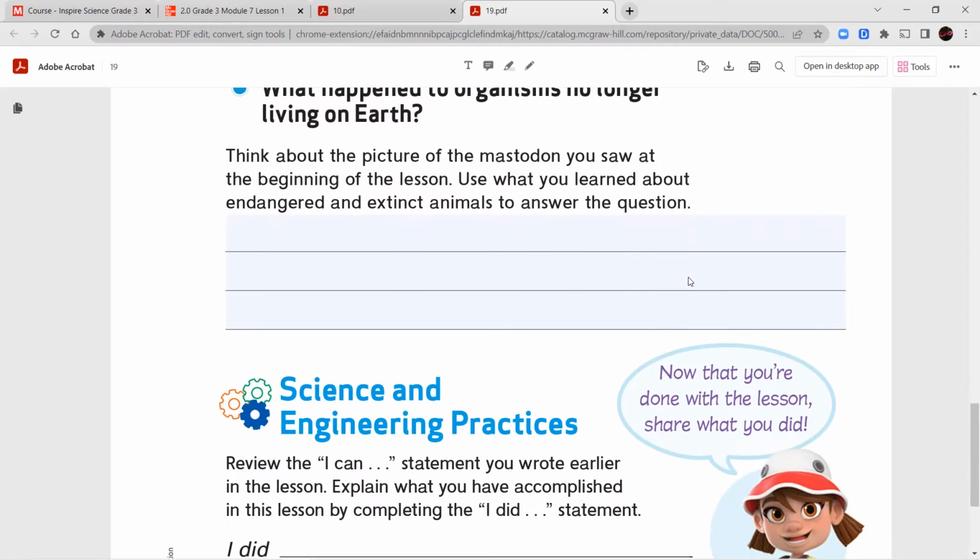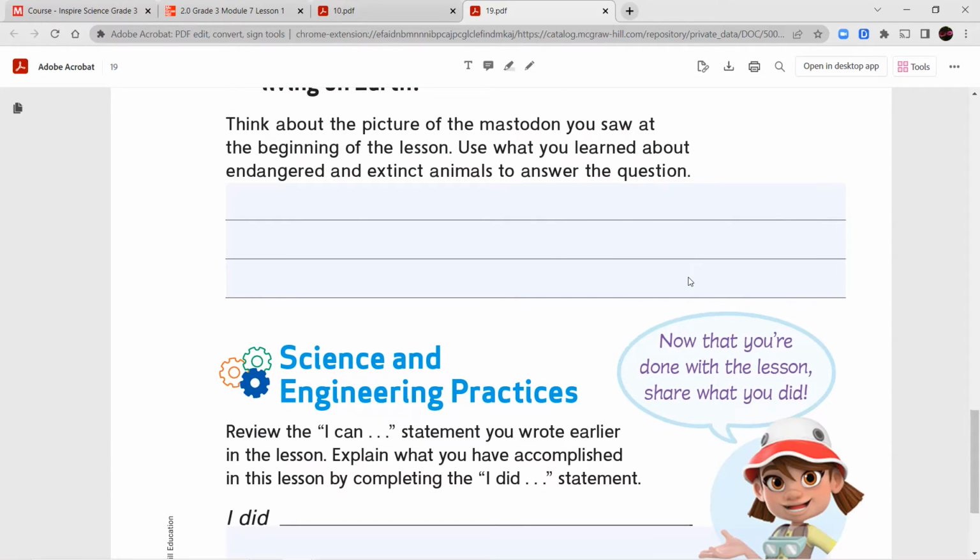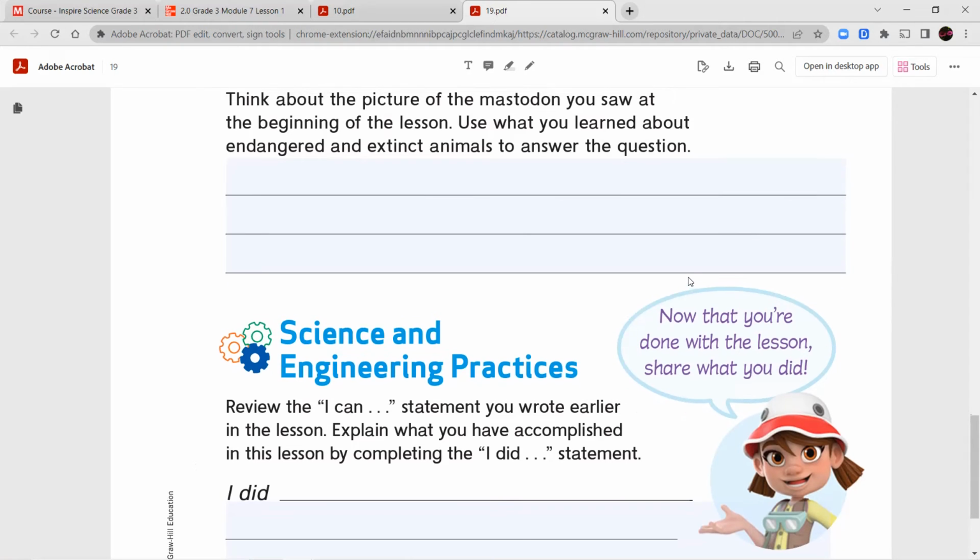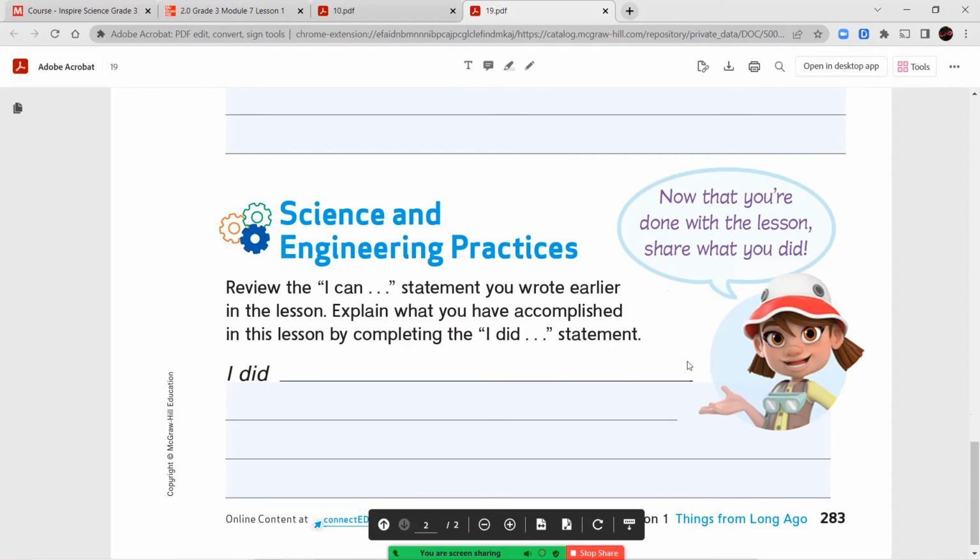And then we're going to answer our essential question. Think about the picture of the mastodon you saw at the beginning of the lesson. Use what you learned about endangered and extinct animals to answer this question. And you don't need to do the I did statement.